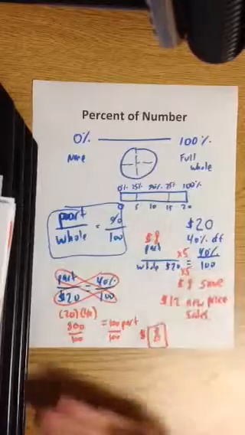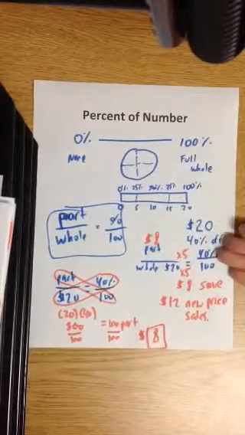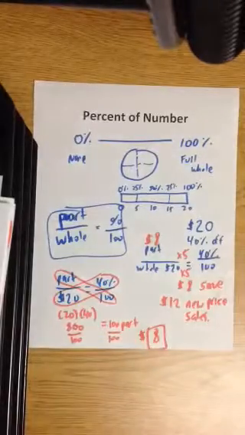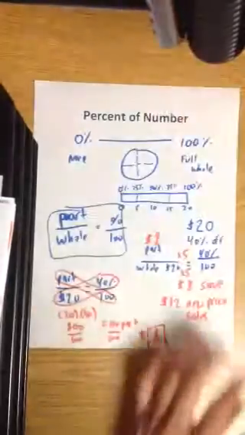I'm not sure which one you prefer. Some kids like scale factor: what do I multiply by to get the answer? Some people like cross multiplication. Whichever is easier to do.